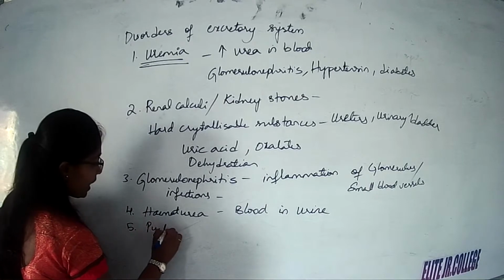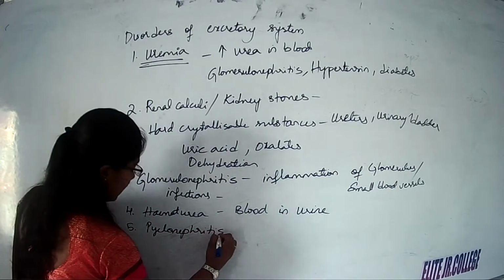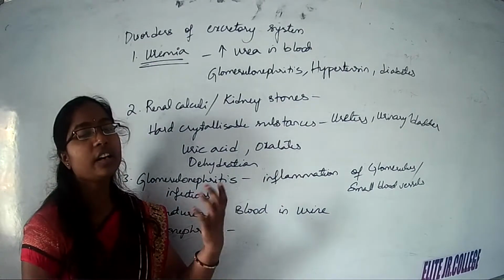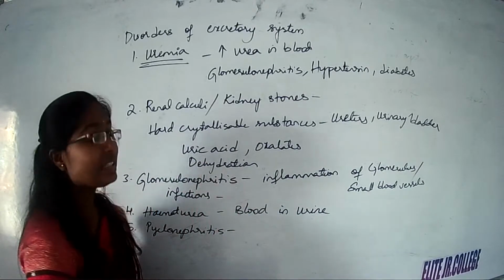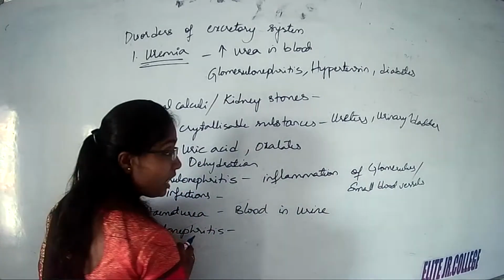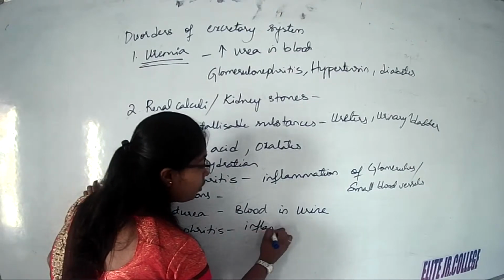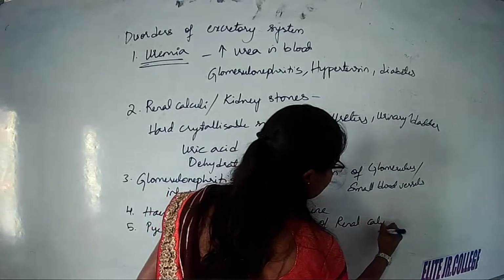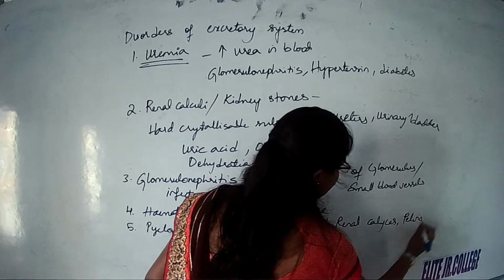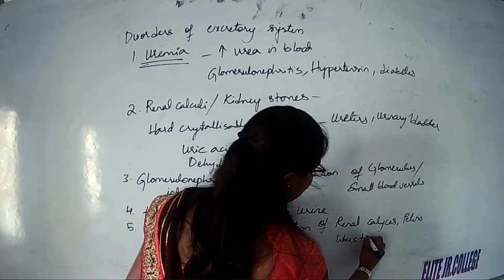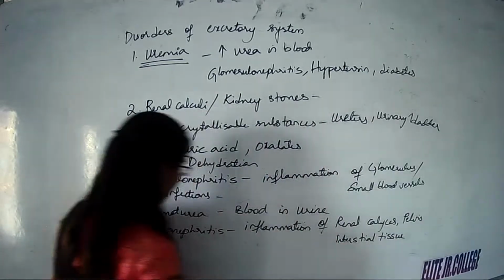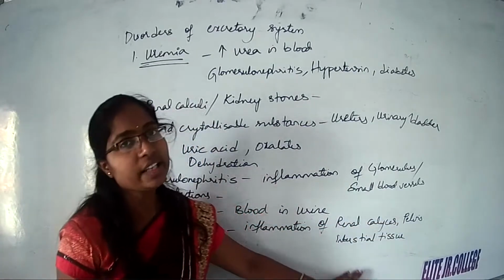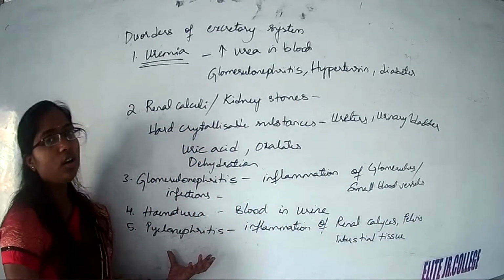Then we have pyelonephritis. Pyelonephritis is nothing but the inflammation of the renal calyces, renal pelvis and the interstitial tissue. The inflammation of the renal calyces, the renal pelvis or the interstitial tissue is called pyelonephritis.